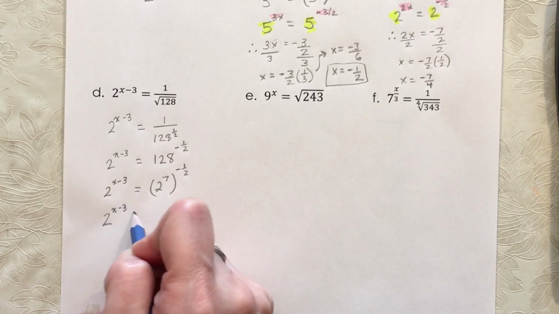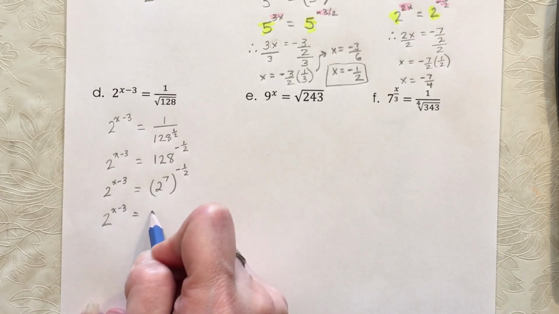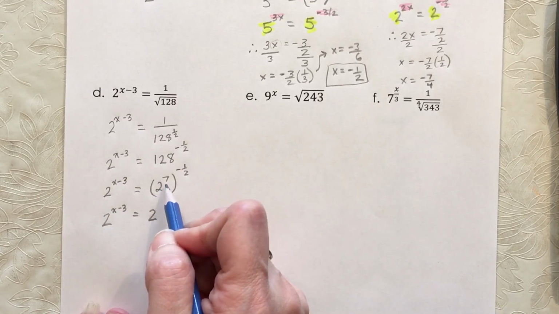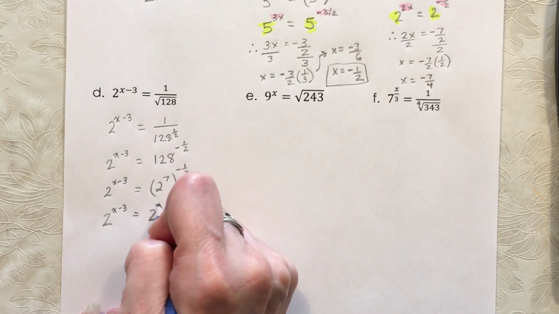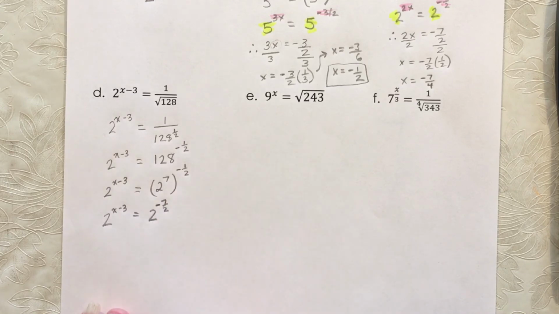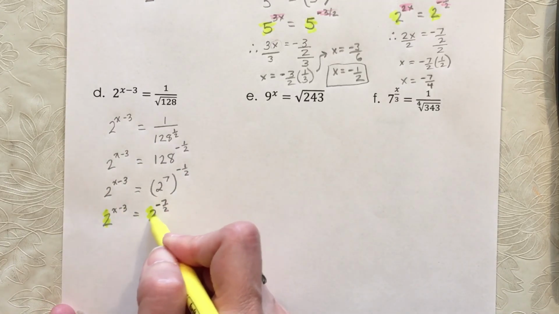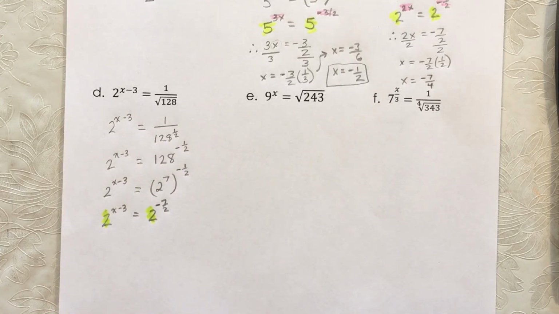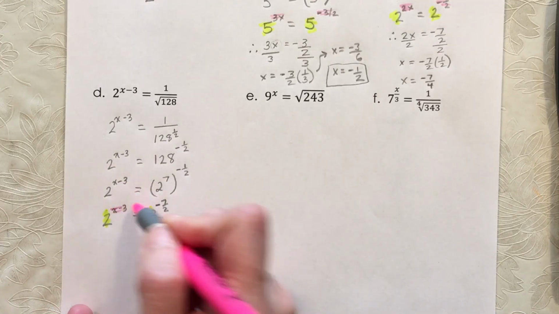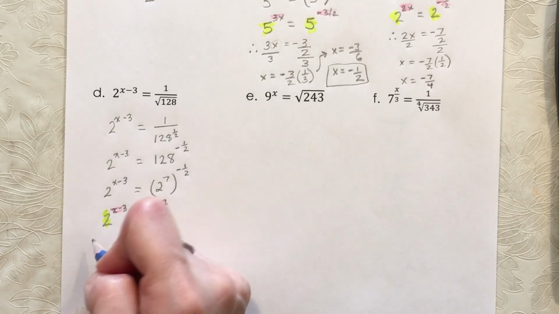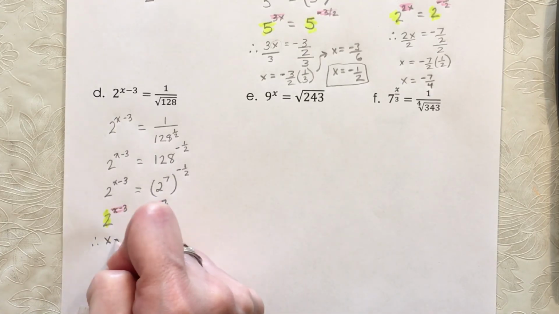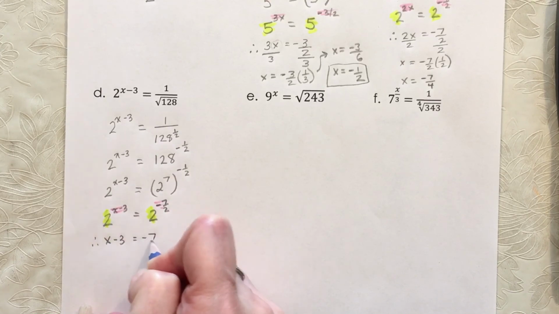So we're almost ready. We just have to do the power of a power on our right side. So we have to keep the base and multiply the exponents. 7 times negative 1/2 is negative 7 over 2. So now I'm at the point where I have the same base on both sides, which means the exponents have to be equal. So that's where my therefore statement comes in. So therefore x minus 3 must be negative 7 over 2.